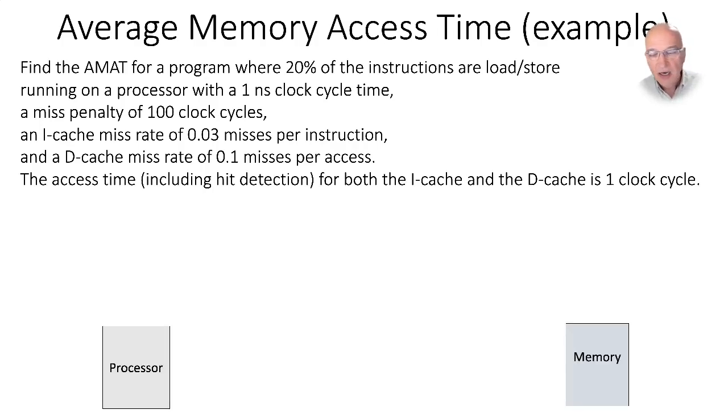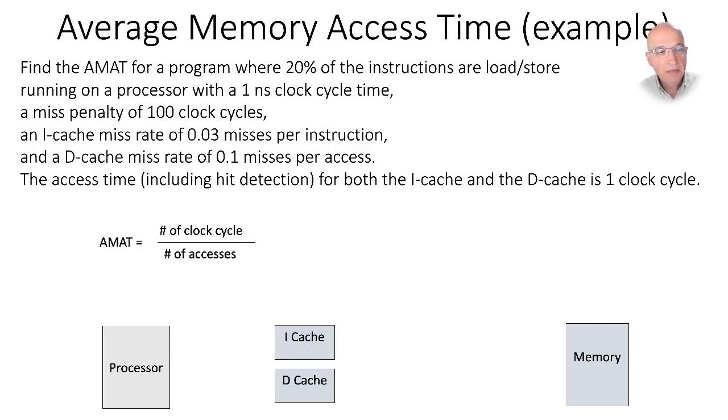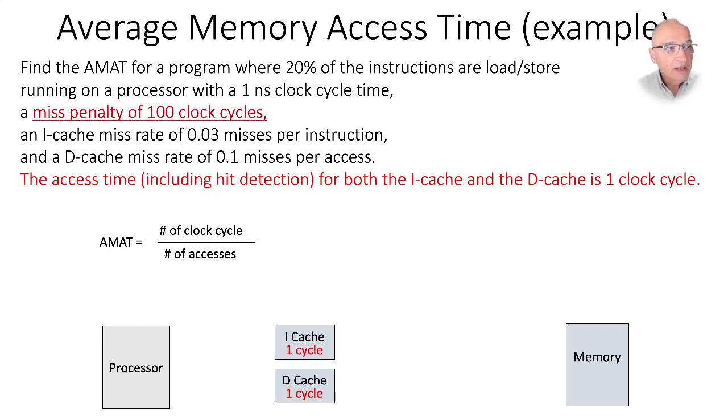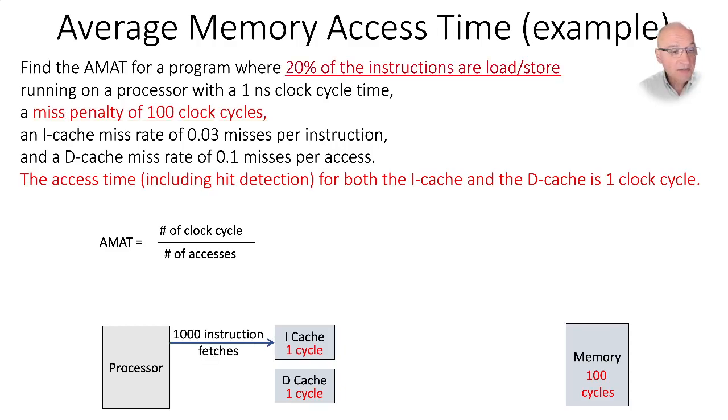So I have the processor, I have the memory, and in this case I have an I-cache and a D-cache. And my average memory access time will be the number of clock cycles divided by the number of accesses. It says that the access time is 1 cycle for the I-cache and 1 cycle for the D-cache. It says that the miss penalty is 100 clock cycles, so accessing memory costs me 100 cycles. And again, I can assume that I have 1000 instruction fetches. If I have 1000 instruction fetches, 20% of the instructions are loads or stores, so there will be 200 accesses to the D-cache, because only load and store instructions access the D-cache.